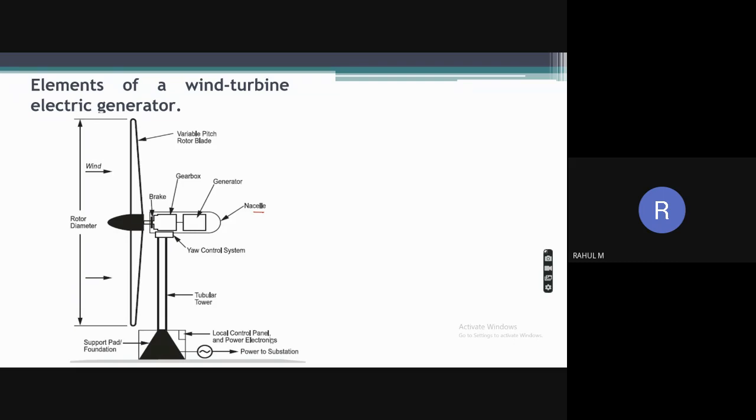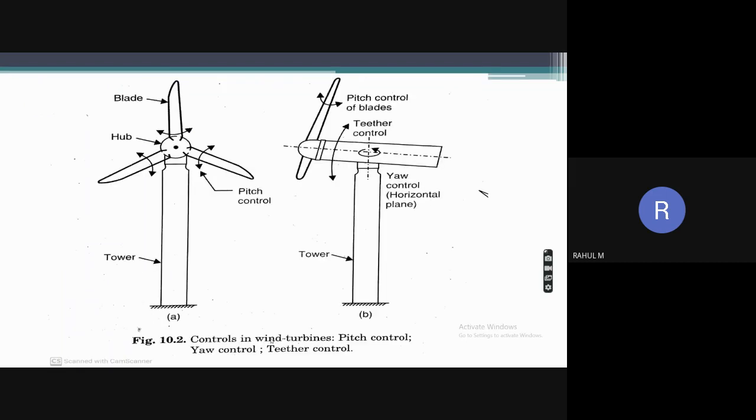Now, in addition to this, we have also seen the basic control units of the wind turbine. For this type of wind turbine, you basically have three types of controls: pitch control, yaw control, and tether control.